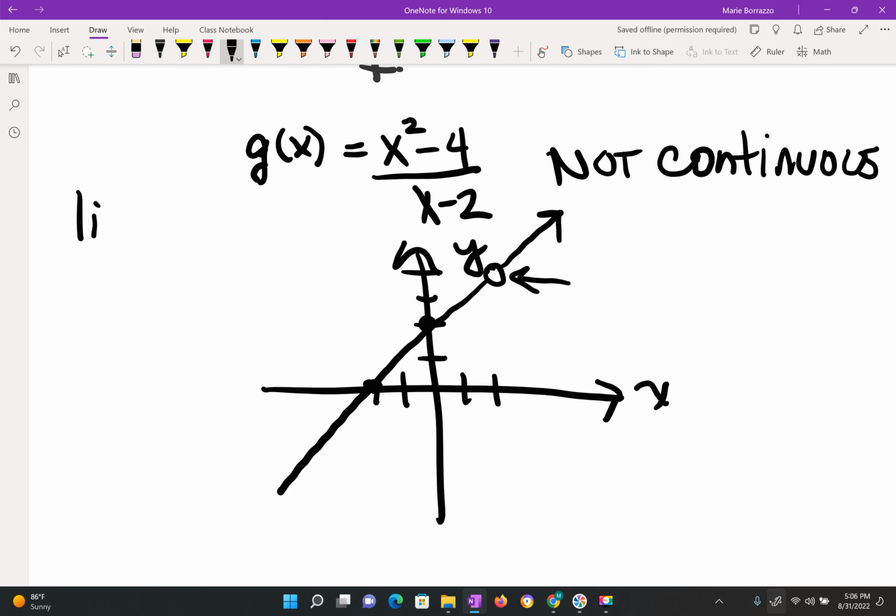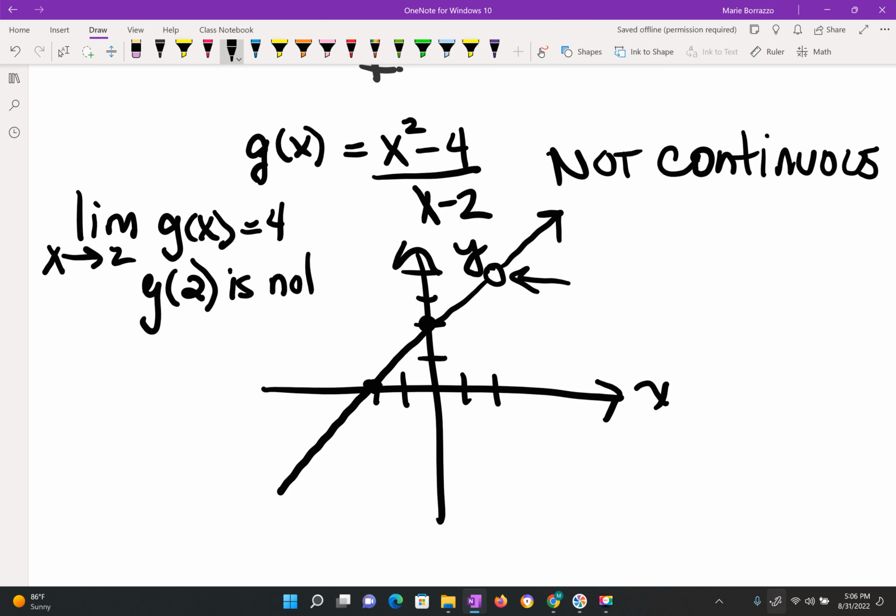We state this as the limit of g of x equal to 4 as x is approaching 2, where g of 2, where x is equal to 2, is not defined. So that's discontinuous. I have another example I want to show you where this does not exist. So give you a minute just to write that down. When you're ready, give me a heads up, thumbs up.